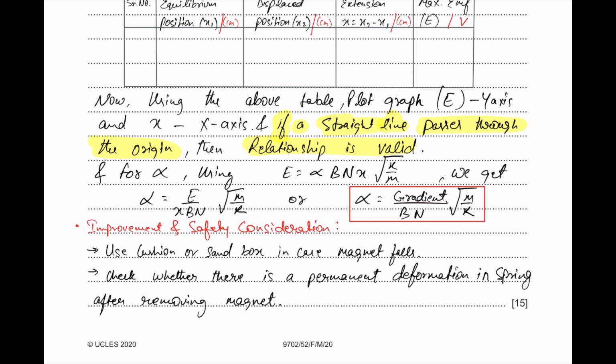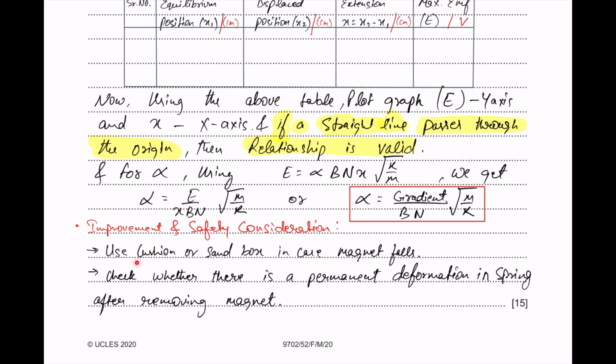Okay, now at the last, if you have any other additional details and safety considerations regarding the experiment, you can add them at the last. So I have mentioned in the heading improvement and safety consideration. So I think we can use a cushion and sandbox in case the magnet falls.